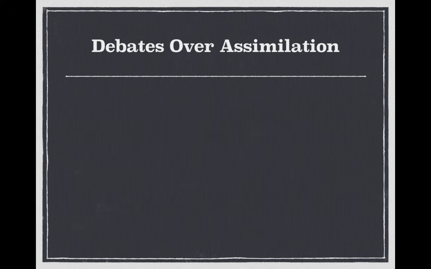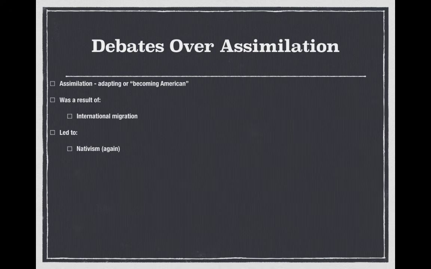So one of the big debates or questions is, how will immigrants assimilate into American culture? So assimilation is adapting or becoming American. This was a result of international migration, and this helps lead to nativism. Again, we see this again. Anytime there's a large number of immigrants coming to America, we tend to see nativism.